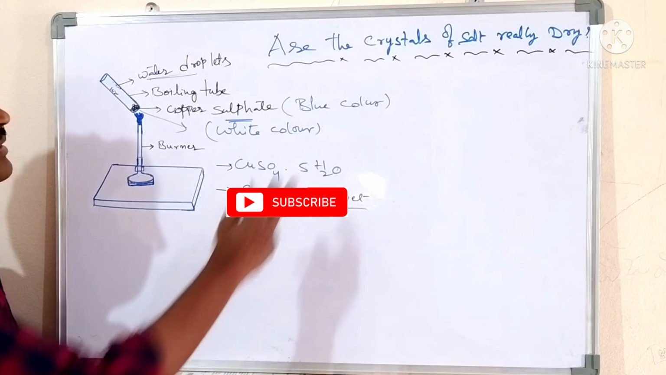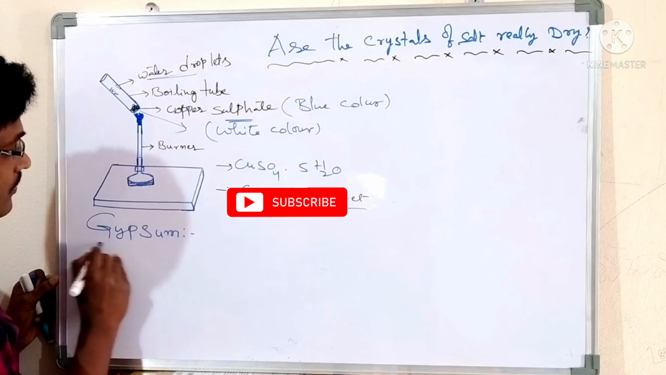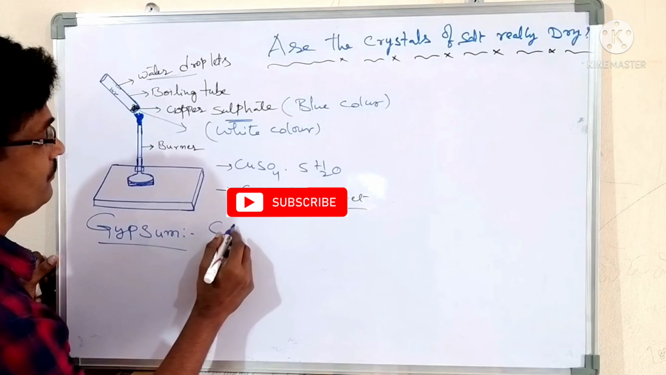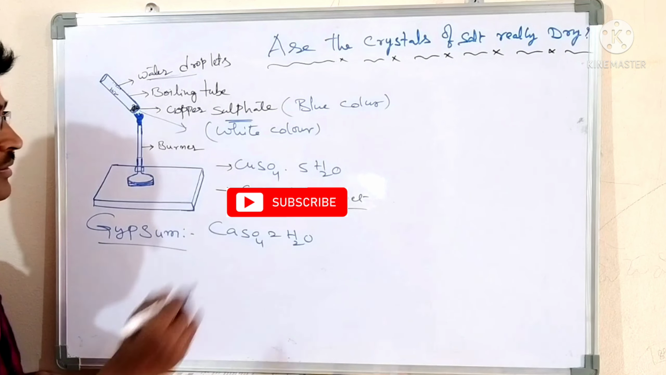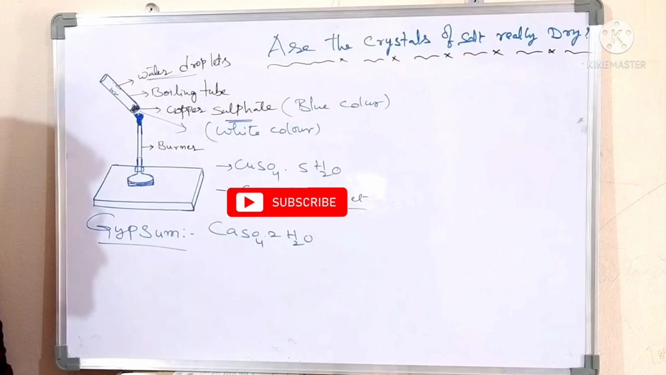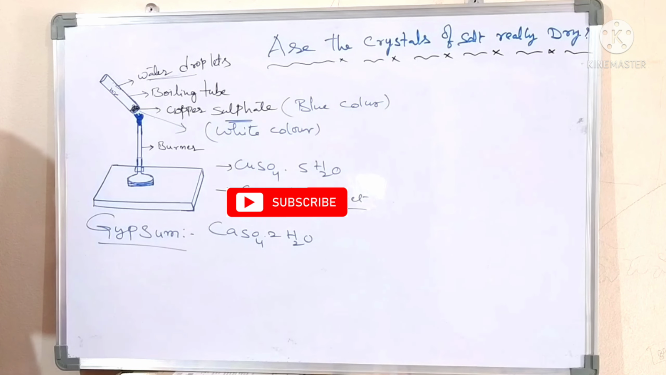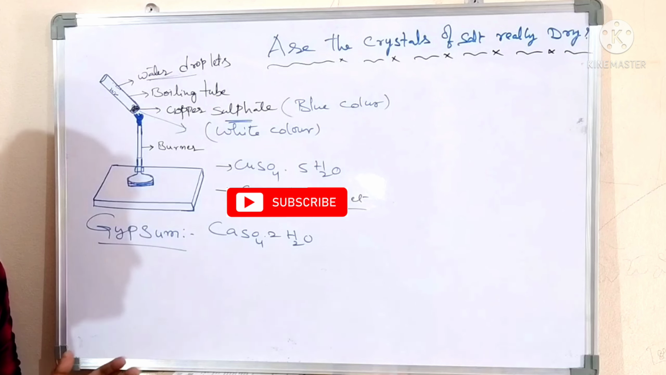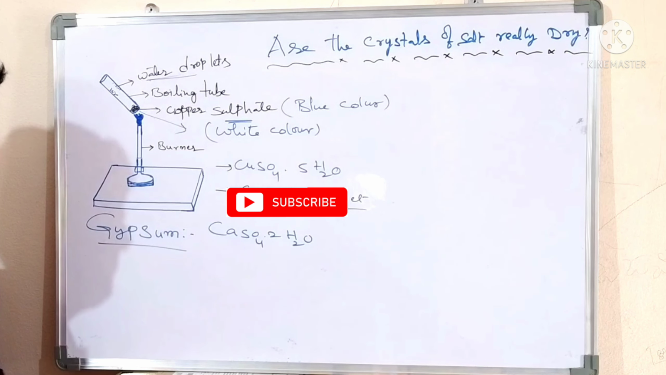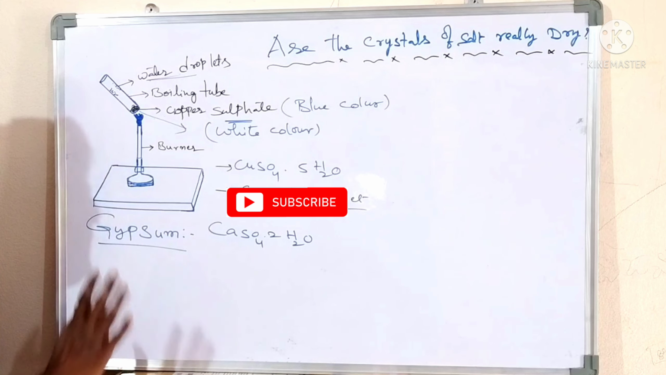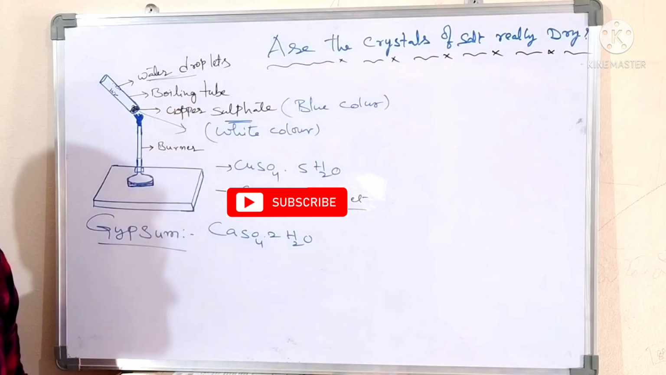One more example of crystallization is gypsum. Gypsum formula is CaSO4.2H2O. Calcium sulfate contains two water molecules. Two water molecules indicate water of crystallization. How many waters of crystallization are present in this? Two. In this, 10. In this, 5. Calcium sulfate containing 2 waters of crystallization we call gypsum. Gypsum is one of the examples of crystallization.